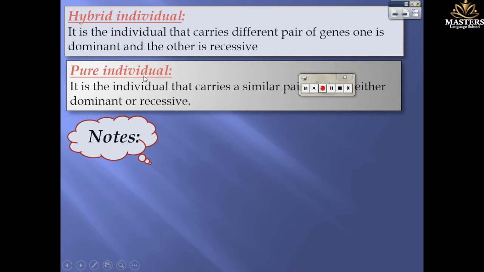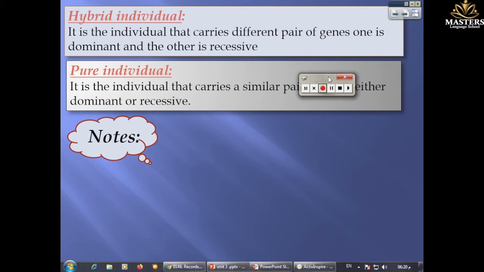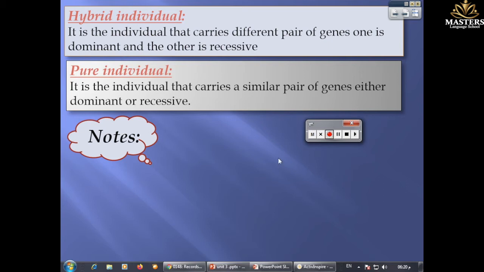One is dominant and the other is recessive. Again, a hybrid individual carries a different pair of genes, one dominant and the other recessive. A pure individual is the individual that carries a similar pair of genes, either dominant or recessive. And we will see that through the problem now.